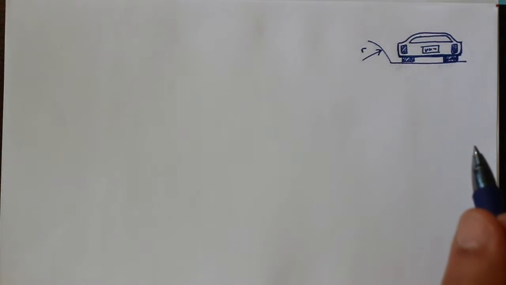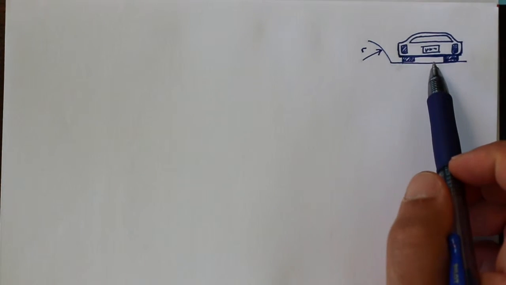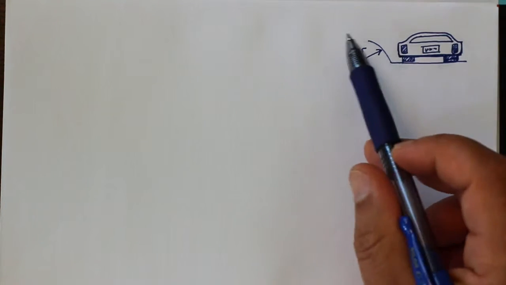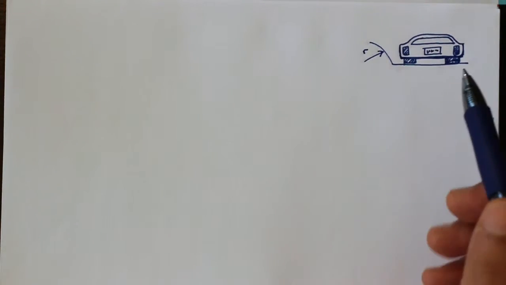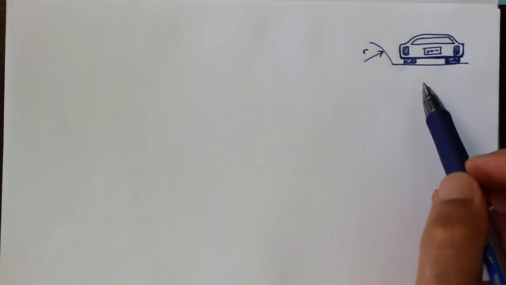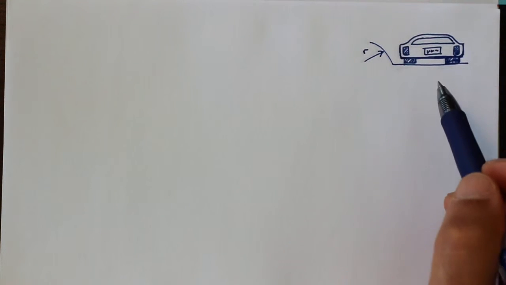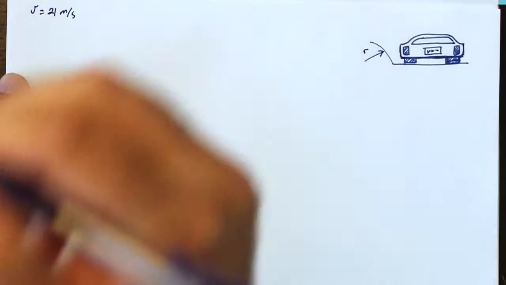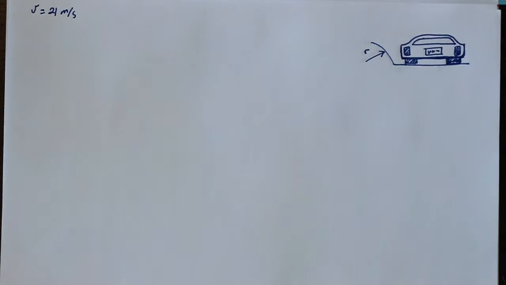Here's a problem about a car that is negotiating an unbanked circular turn. So it's going around some circular turn with radius r, and it's unbanked, meaning that the road is flat. It's not at an incline. And we're told that it's going at a speed of 21 meters per second. And the current conditions are the road is dry, and the maximum static frictional force acts on the tires.